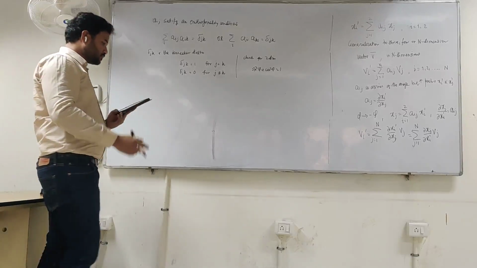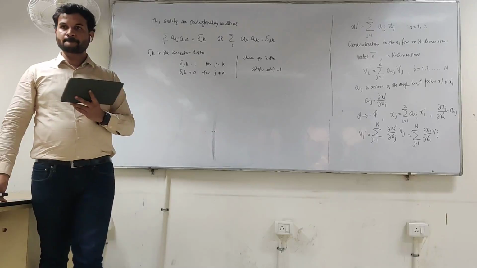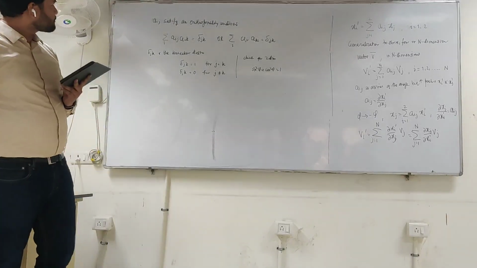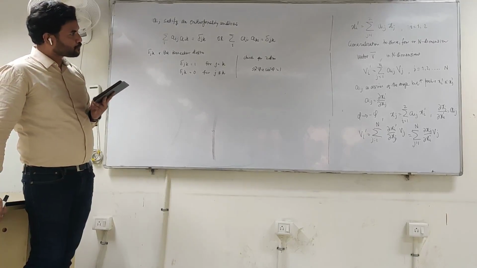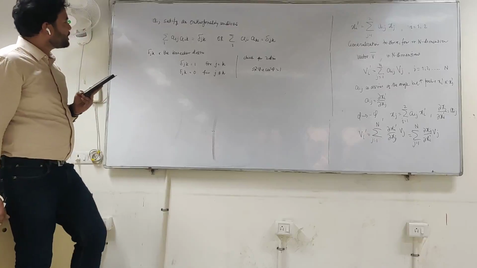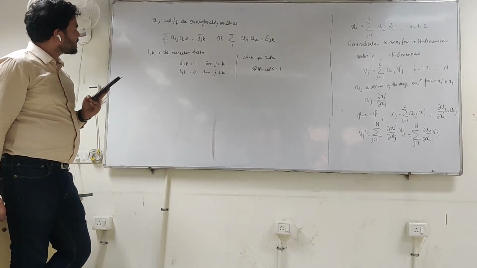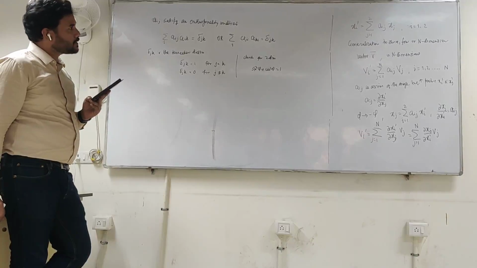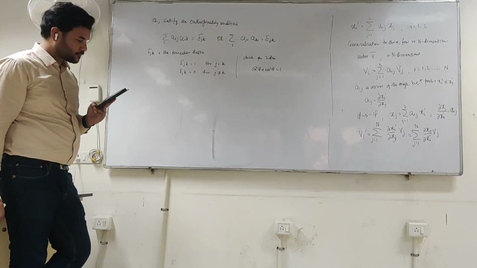Sir, in the orthogonality conditions, the summation dummy index will be sum over 1 to n, right? Yes. So I is basically a repeated index, and in this case n is the number of dimensions.